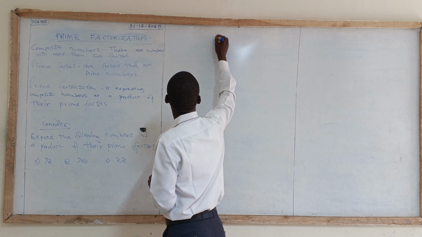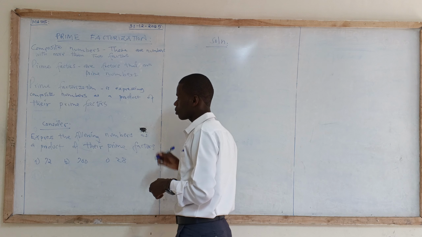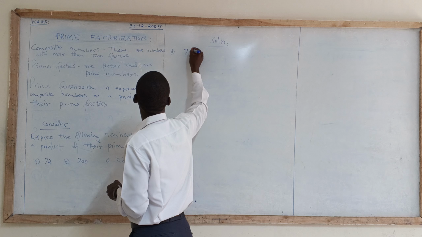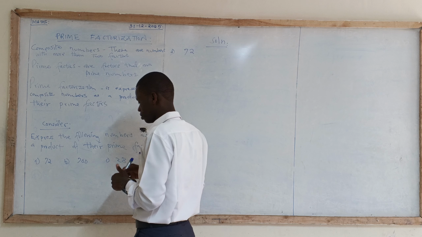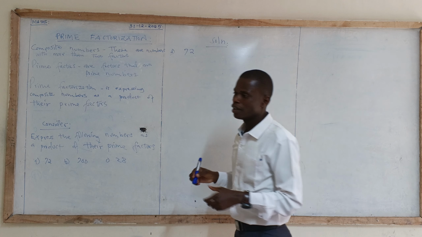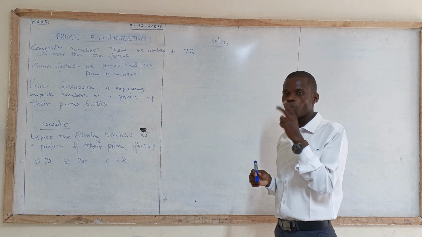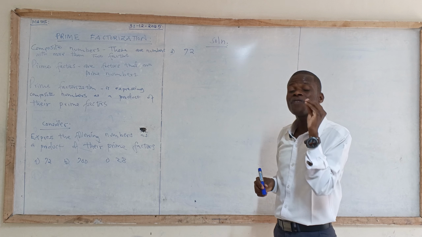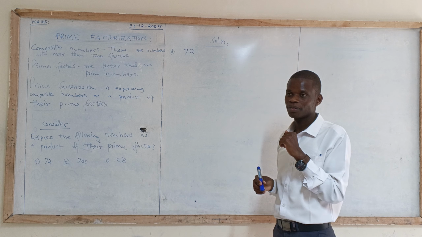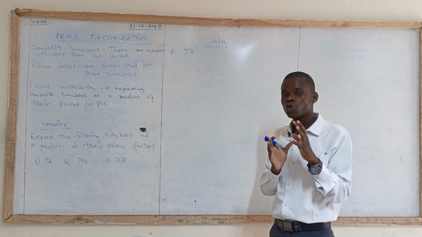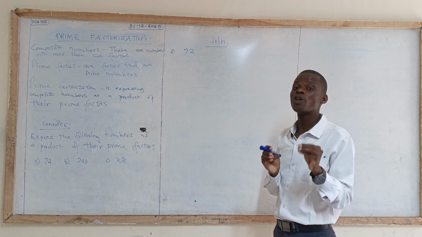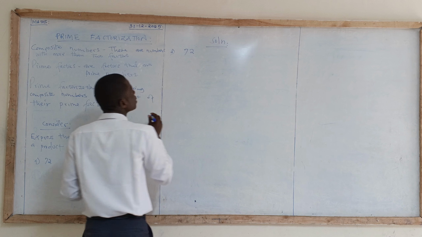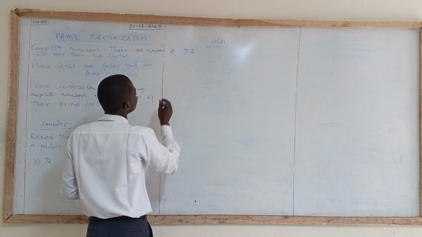Solution. Start with A. What do you have? We have 72. Now, we have 2 methods of doing this: the table method and the factor tree method. We are going to do both methods so that you choose your own method. Let me start with the factor tree.